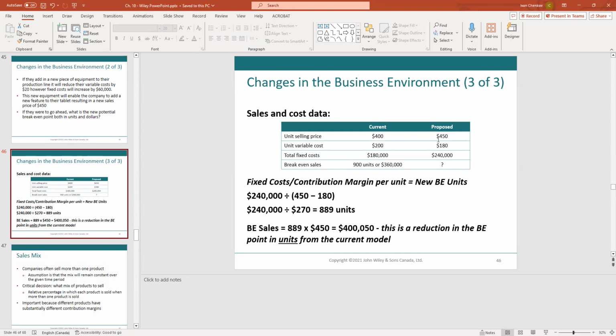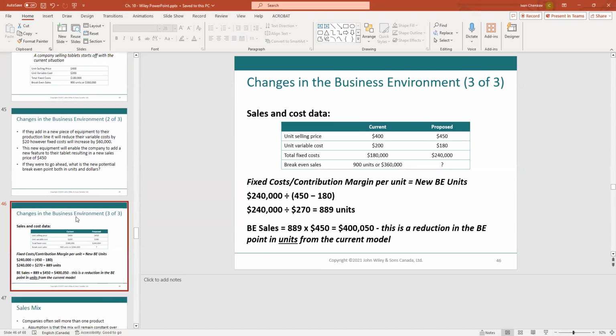So 450 minus 180 is going to give us a contribution margin per unit of 270. Now the fixed cost is going to go from 60,000 to 240,000. So how many units now do we need to sell? 889 units.